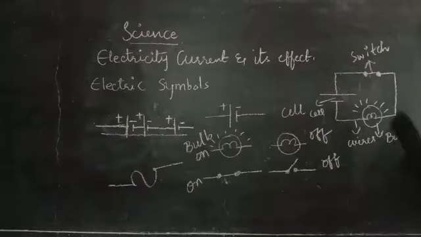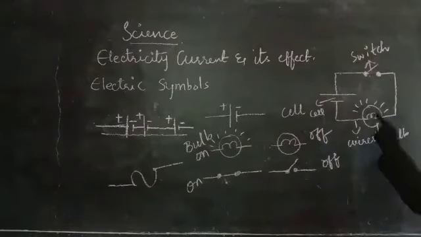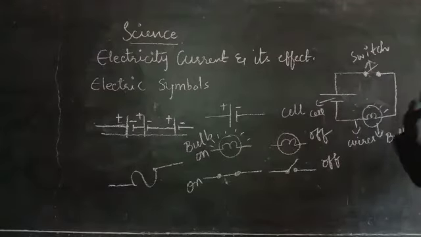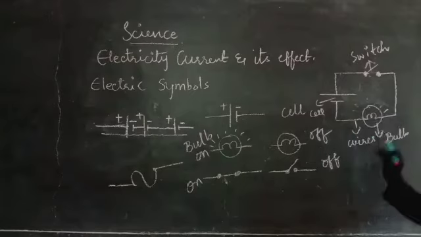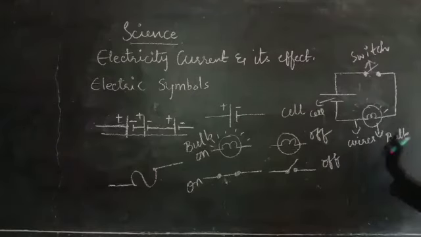When will it be open? When the switch is in off position. When the switch is in off position, what will happen? Will the bulb glow? No, the bulb will not glow. Then the circuit will become open and incomplete. A circuit is said to be complete when the switch is in on position and the bulb is glowing. And the circuit is said to be incomplete and open when the switch is off and the bulb is not glowing.